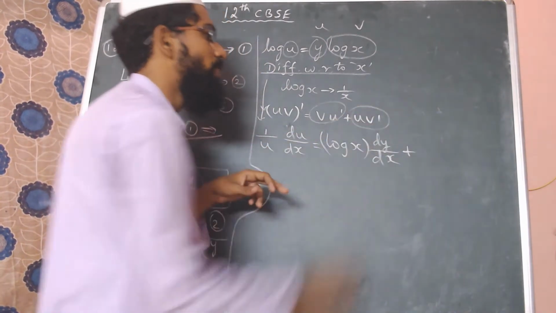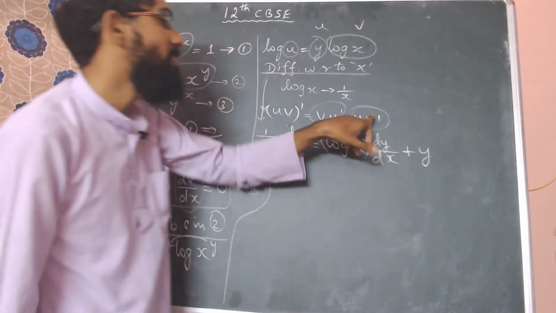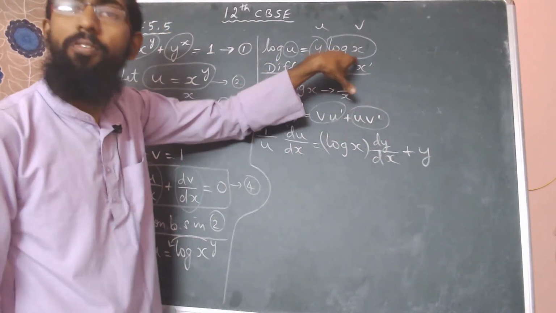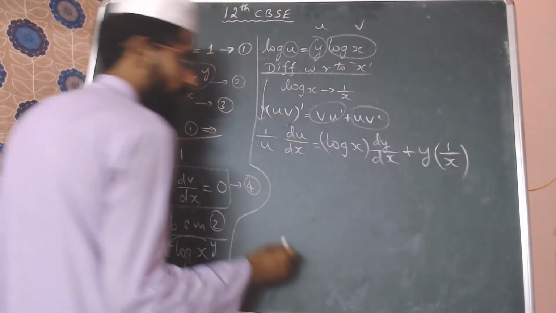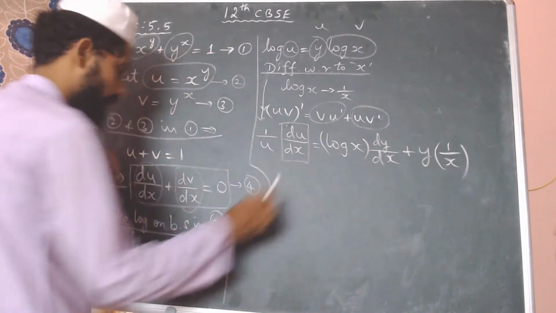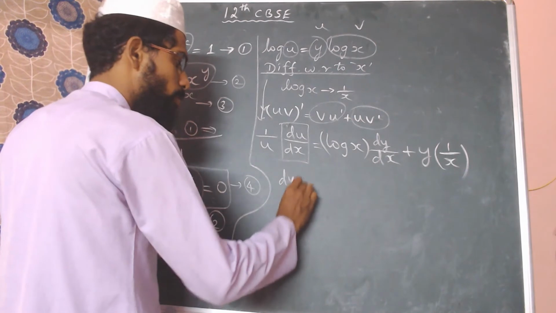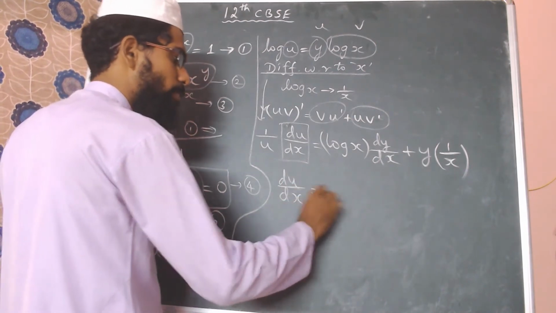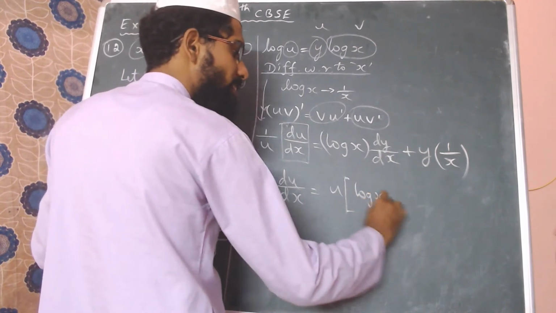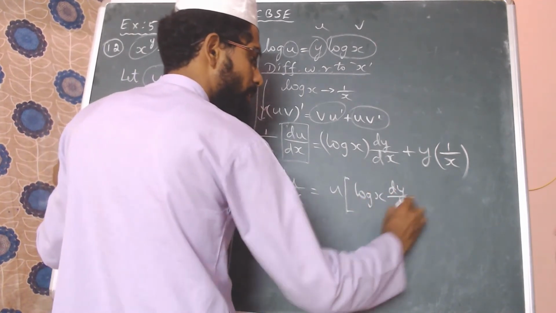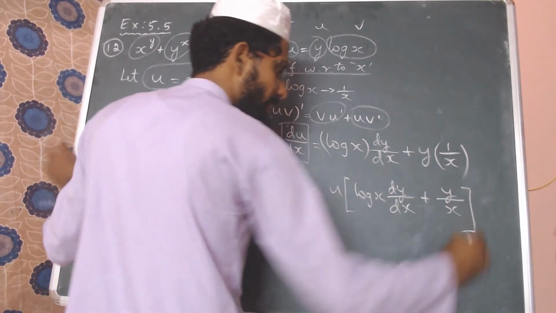So this part is over, plus uv dash. Uv dash means put u as it is, that is y as it is, and v dash means the derivative of log x, which is 1 by x. I want du by dx only for my equation 4, so I am going to take this u that side. So du by dx equals u into (log x dy by dx plus y by x).